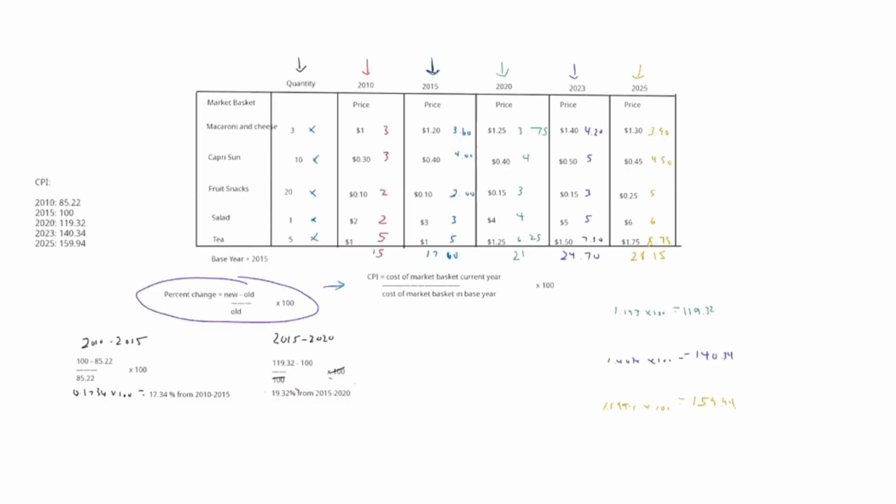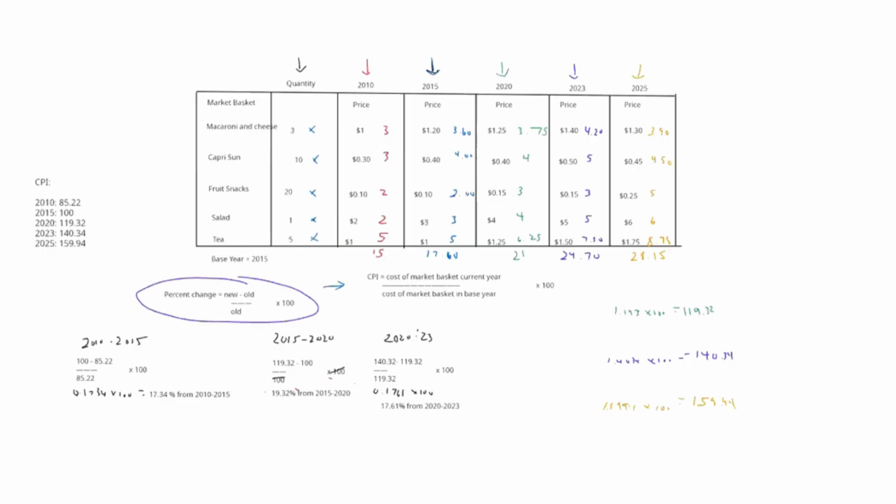From 2020 to 2023, we're going to take 2023 CPI of 140.34, subtract 119.32, divide that by 119.32 because that was 2020's. 140.34 minus 119.32 is 21.02, divided by 119.32, and we get 0.1761 times 100 gives us 17.61% from 2020 to 2023.